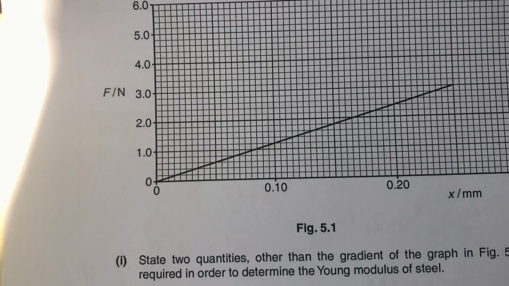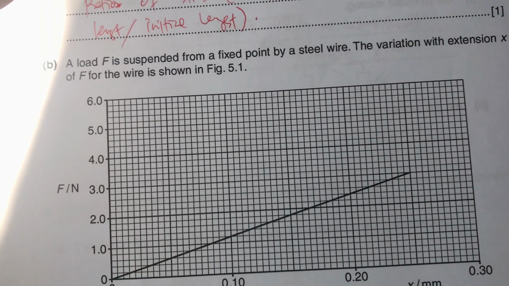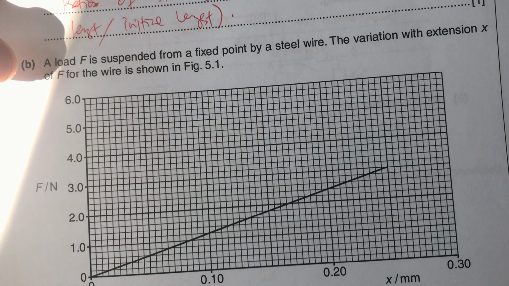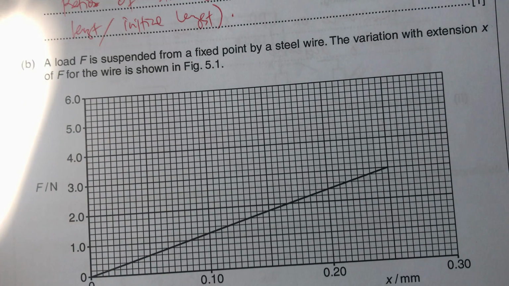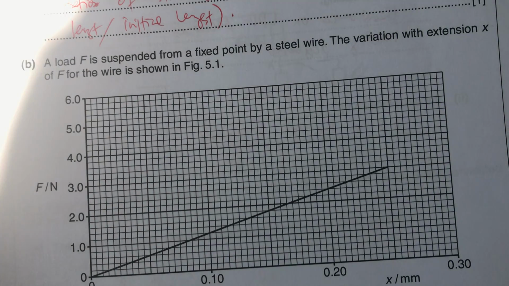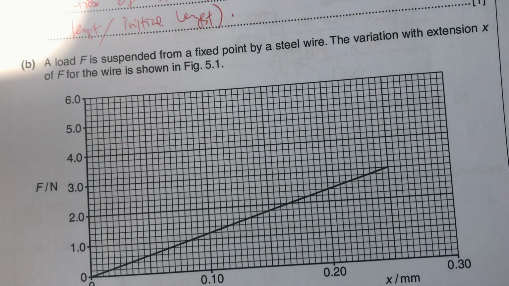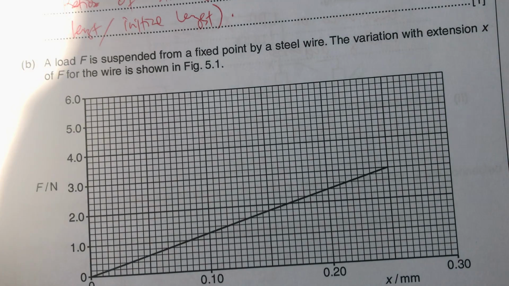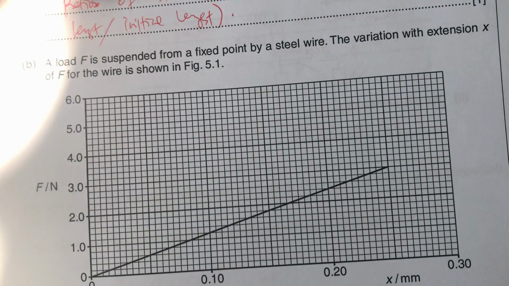Okay, continue to part B. This is about a graph. A load F is suspended from a fixed point by a steel wire. The variation with extension x of F for the wire is shown in figure 5.1. State two quantities other than the gradient of the graph in figure 5.1 that are required in order to determine the Young modulus of steel.